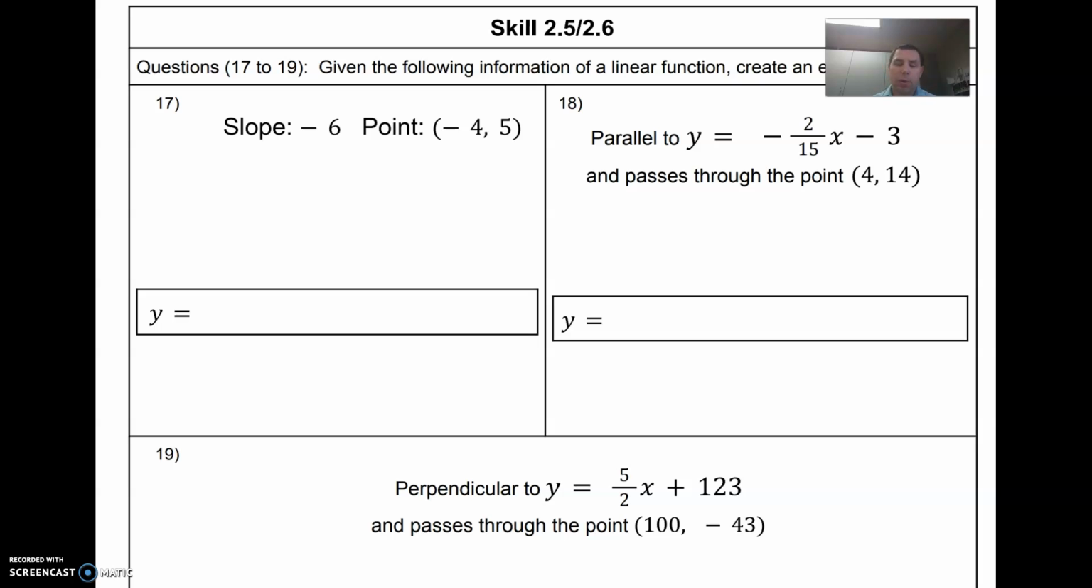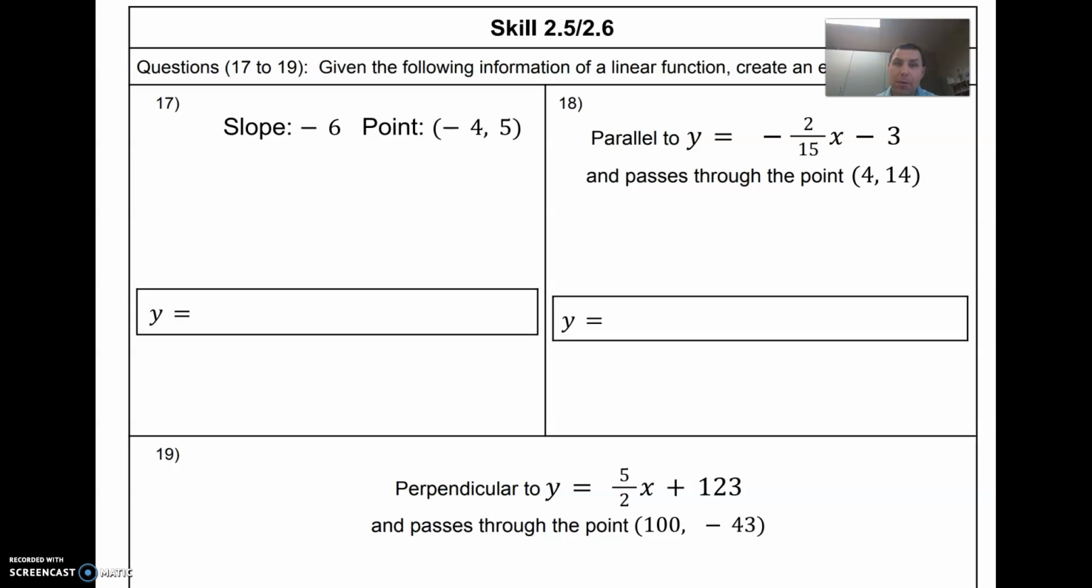Right, now on to skill 2.5 and 2.6. So 2.5 is using point slope to write the equation for a linear function. 2.6 is the idea about parallel and perpendicular lines. We put them together because they're related in that all you need is a slope and a point to be able to create the equations.